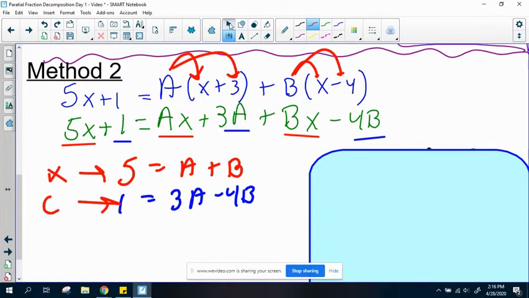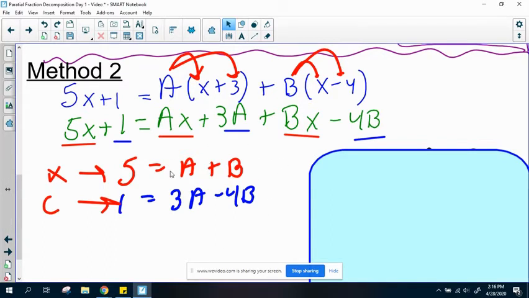So if you look at this, this 5x has to be equal to the ax's and the bx's, because if you were to combine like terms, that's how you would end up with 5 of them. Similarly, this one over here has to equal 3a's minus 4b. So a certain combination of what times a and what times b would give you 1. So this is that system that you got.